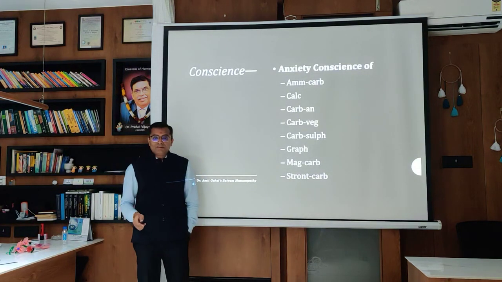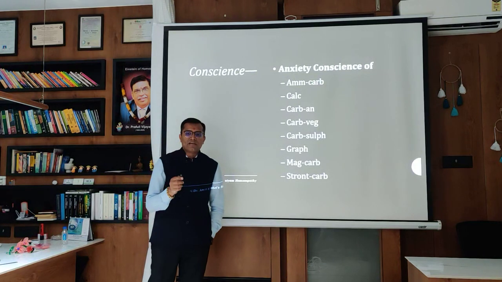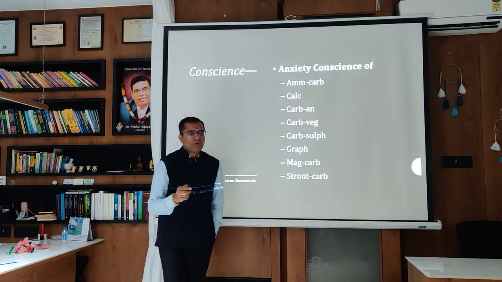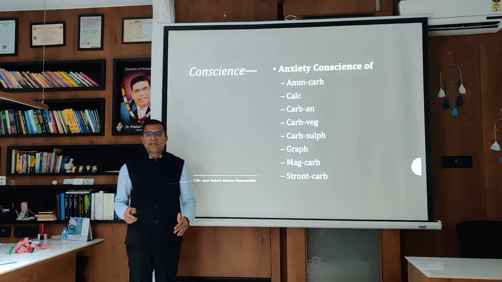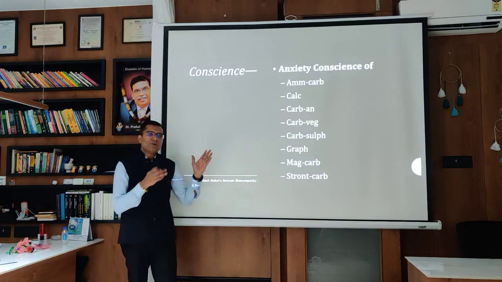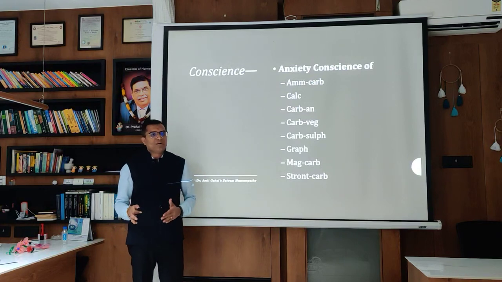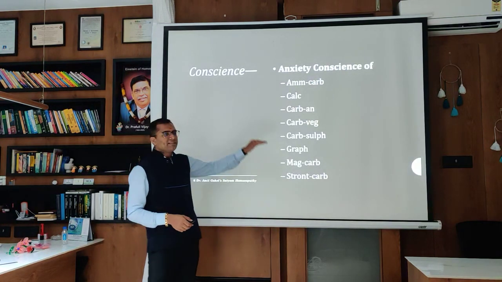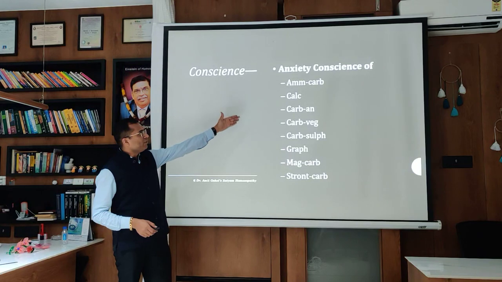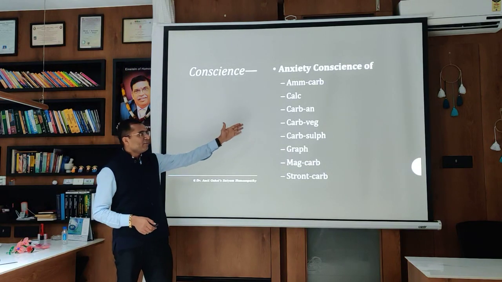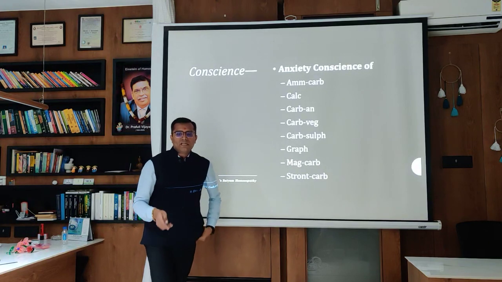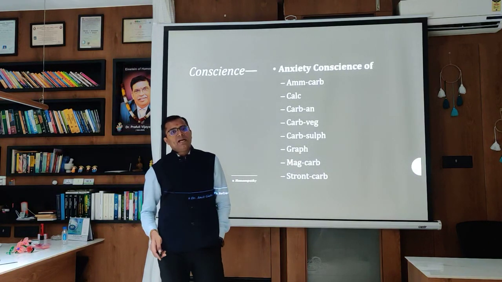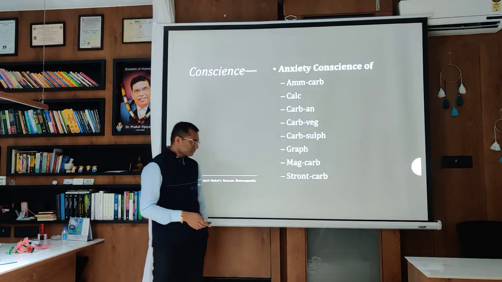At the mental level, we have to understand that carbon is a very, very conscientious type of remedy. They are given in states of anxiety in science also. It can be pure carbon, or it can be carbonate also. So we have the anxiety-related remedies: ammonium carb, carbo animalis, carbo vegetalis, graphites, mag carb, and others.